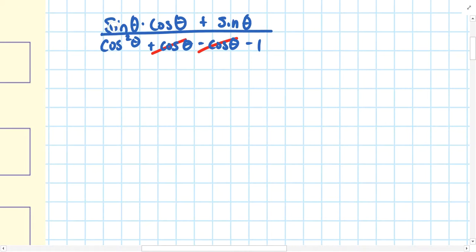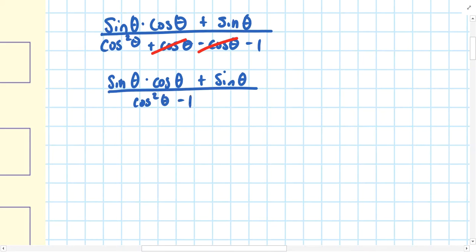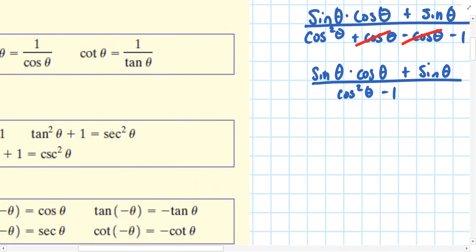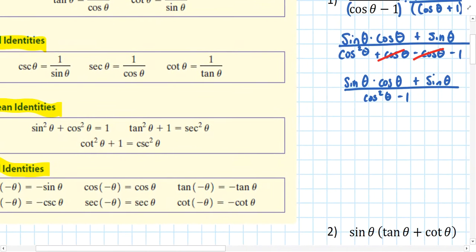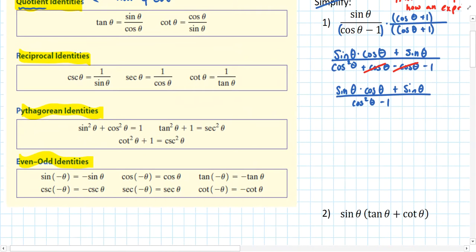Nothing really evident stands out to me in the numerator or the denominator for that matter right now, so I'm just going to rewrite these and get a closer look at them. So I've got sine theta, cosine theta, plus sine theta in the numerator. In the denominator, we'll call this cosine squared minus 1. And for those of us that are brand new to trigonometric identities, you might be just scratching your head. So what's the big deal here? Why would we even do that? What good does that do?